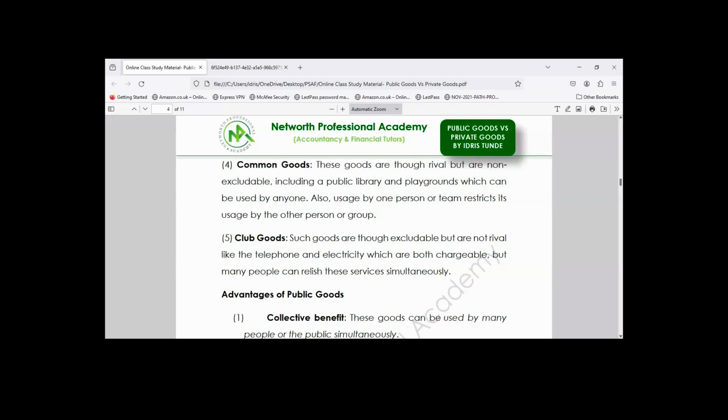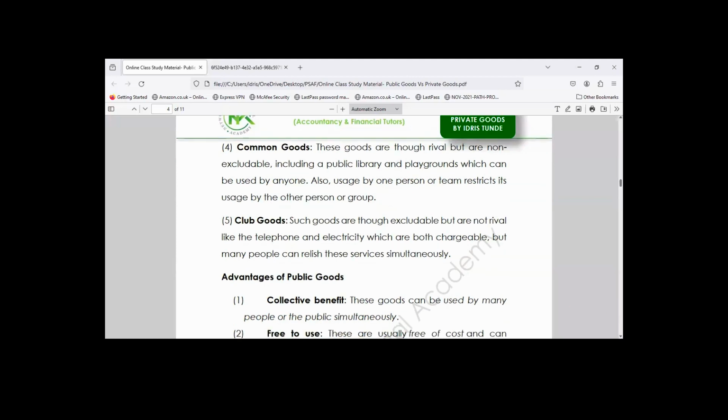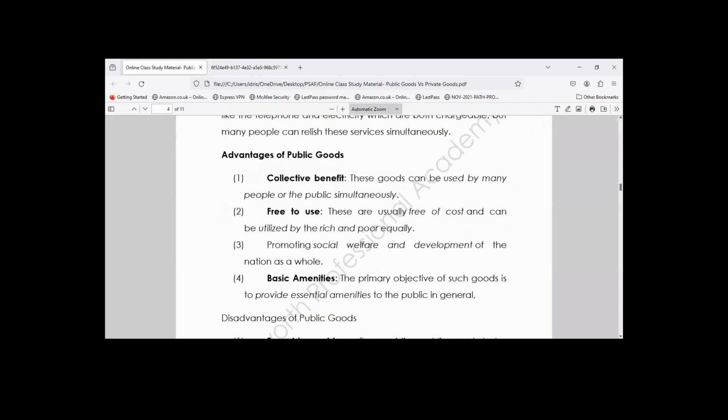That is common good. Common good means those public goods that are rival in consumption. There is rivalry in it, but they are non-excludable. So those are the types of public good.